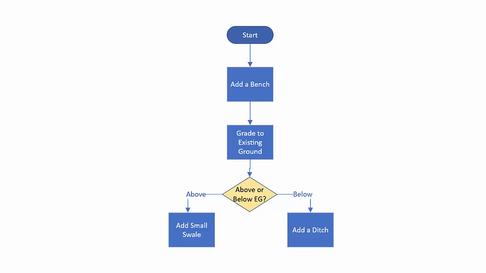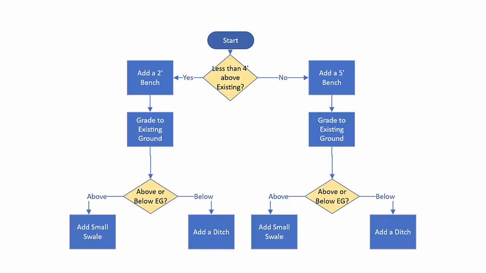So a lot of times people will start with this, and then they'll figure out after they start using the subassembly, well, you know what, I really actually need a variable bench for it. So they start at the beginning and they check, is it less than 4 feet above existing? If so, we're just going to add a 2-foot bench, but if it's more than that, we actually need a 5-foot bench for perhaps safety reasons here.